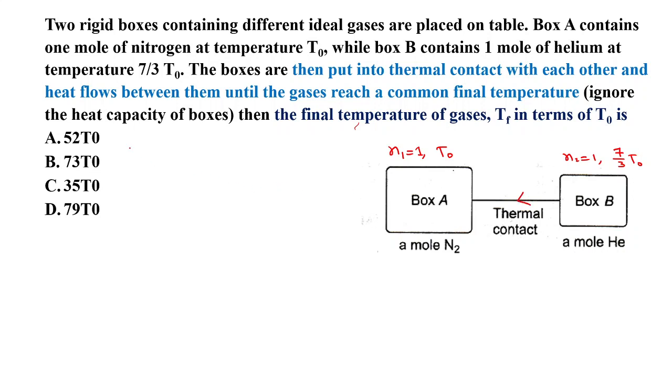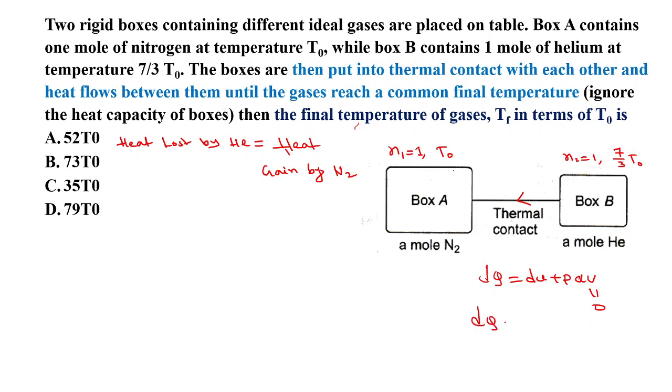So we can say heat lost by helium equals heat gained by nitrogen. So what is the heat lost? Just try to understand, because the volume is not changing. According to the first law of thermodynamics, dQ equals dU plus P dV. That means volume is not changing, so at constant volume, we know dQ equals n Cv dT.